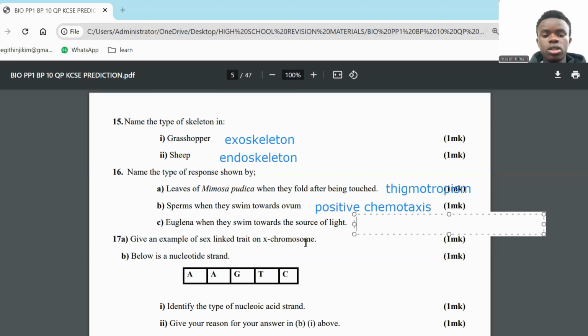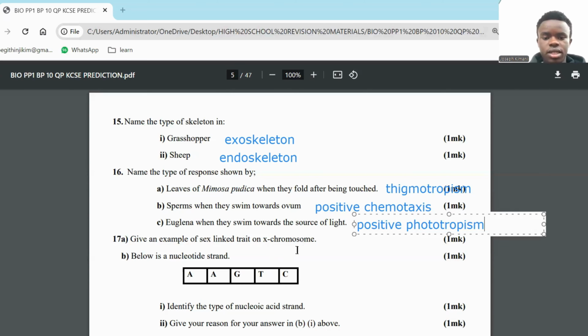And now talking of Euglena, when they swim towards the source of light. Photo means light. So we talk of positive phototropism. Positive phototropism it is.